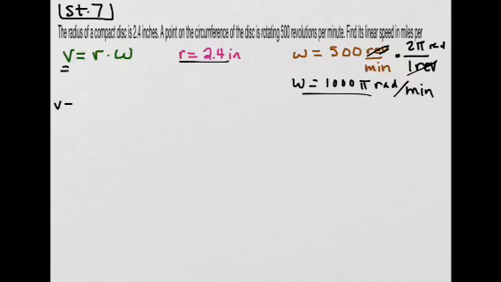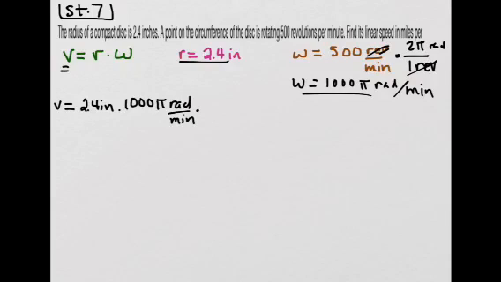So V is 2.4 inches times 1,000 pi radians per minute. Now the problem is, this is a perfectly acceptable linear speed, inches per minute, but the instructions say that they want the answer in miles per hour. Okay, so we've got to convert this to miles per hour.